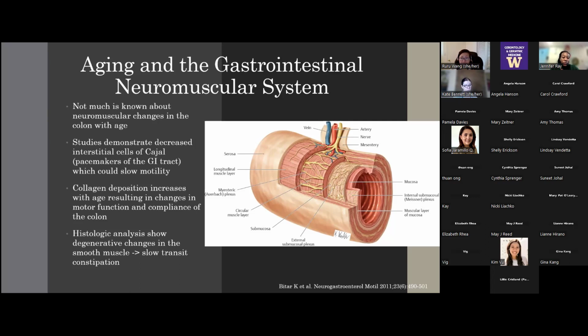Collagen deposits, similar to the esophagus with lymphocytic infiltration, can occur in the colon, increase with age, and can result in decreased or altered motor function, and also compliance of the colon in terms of being more stretchy to allow more stool to fit in there. Histological analysis shows that there are degenerative changes in the smooth muscle too, which can also affect and cause slow transit constipation.